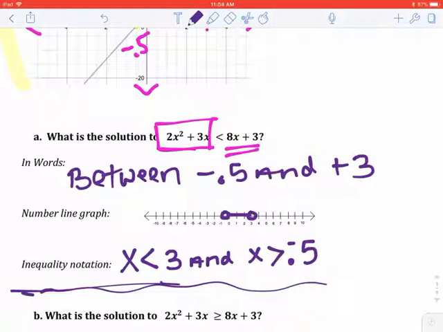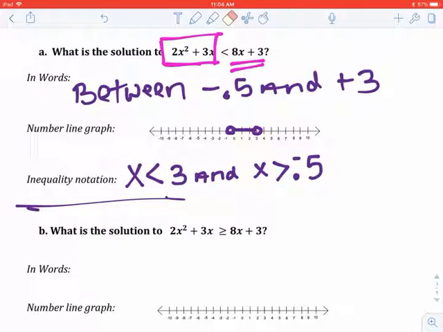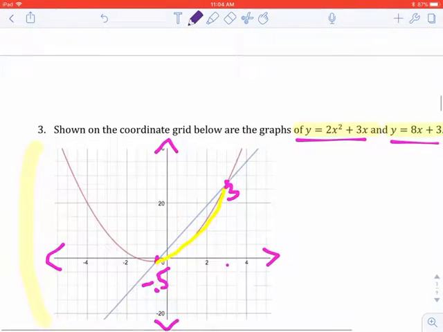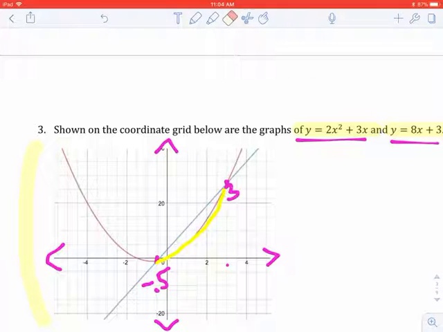Down here, part B asks a similar question. Now we're looking at when our parabola is greater than 8x plus 3. If we go back up to our graph, when is our parabola more than 8x plus 3? I'm going to erase some of this other stuff. Our parabola is more than the line from right here, and from this point on right here. It's above the line, so the y values are more than that.